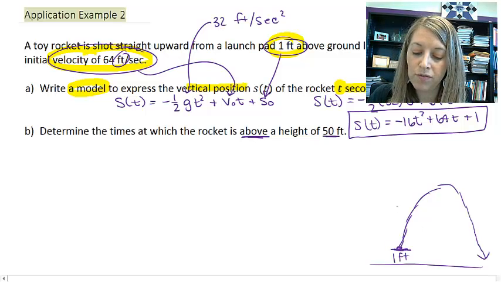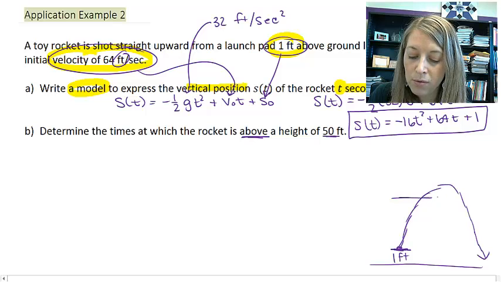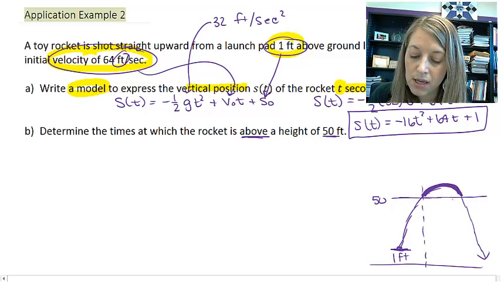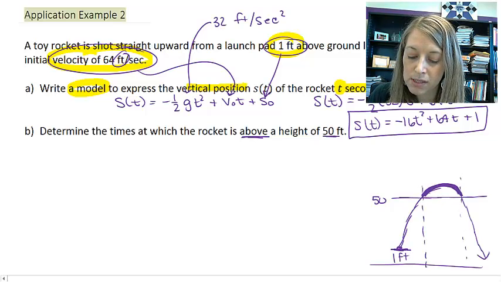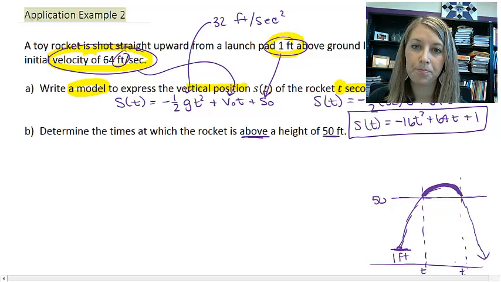So it starts at 1 foot. So we want to know if we move up here to 50 feet, at what times is it above 50 feet? So we're looking for this part of the graph. So we need to figure out what this time is, and we need to figure out what this time is. And so this x-axis is actually a representation of time.